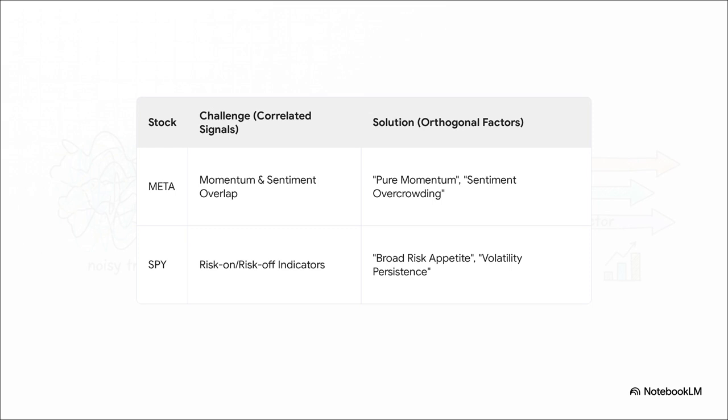And it's the same idea for an ETF like the SPY. When volatility spikes, compression can help you distinguish between a real change in risk appetite and just simple volatility persistence, which can save you from making bad trades in a choppy market.